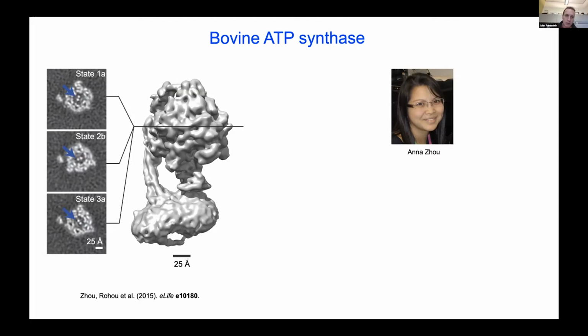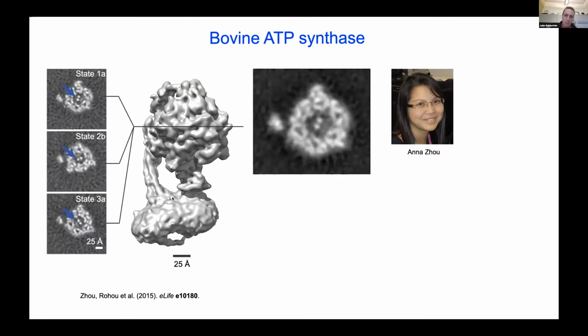So Anna was able to produce these high-resolution maps, not quite at the resolutions needed for atomic model building, but also she was able to separate out the different conformations of the enzyme. And now I'm showing you a cross-section through the catalytic region so we could visualize the rotation of the rotor that drives the conformational changes that lead to ATP synthesis at these catalytic interfaces.